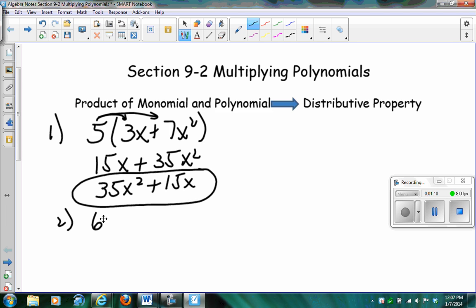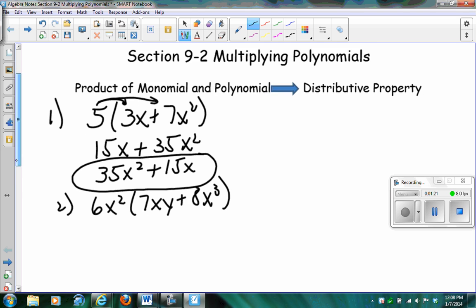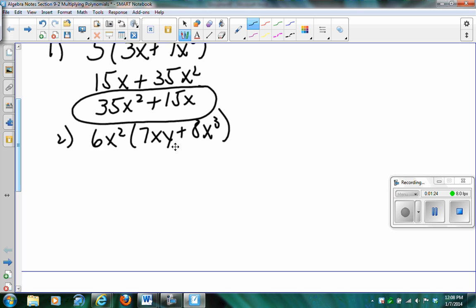The next example we'll try is 6x squared times the quantity 7xy plus 8x to the third. Now if you wish, you can always press pause and calculate the answer and then press resume to check your answer against the answer we calculate here. So I'm going to multiply 6x squared times each of the terms inside the parentheses, and I will end up with 42x to the third y plus 48x to the fifth.